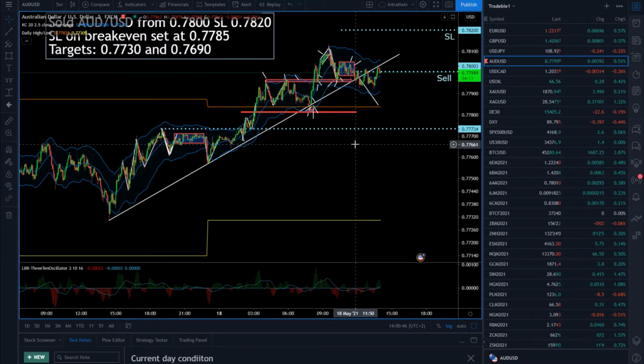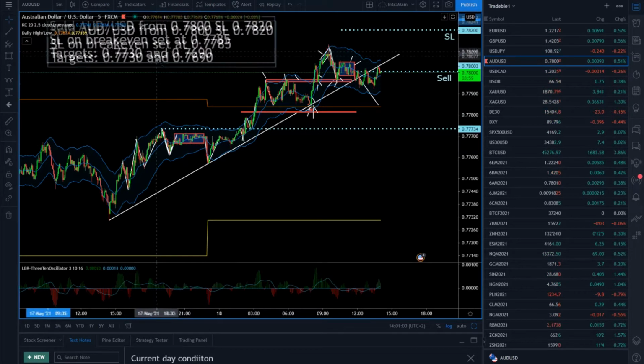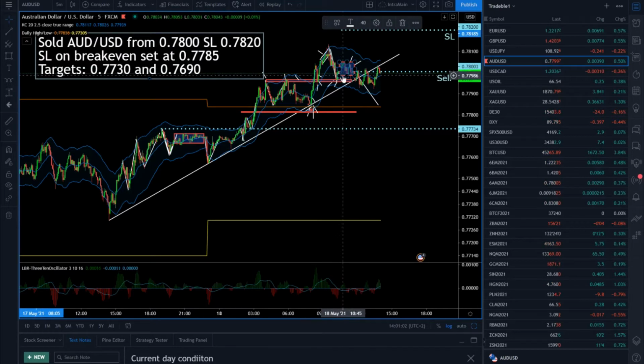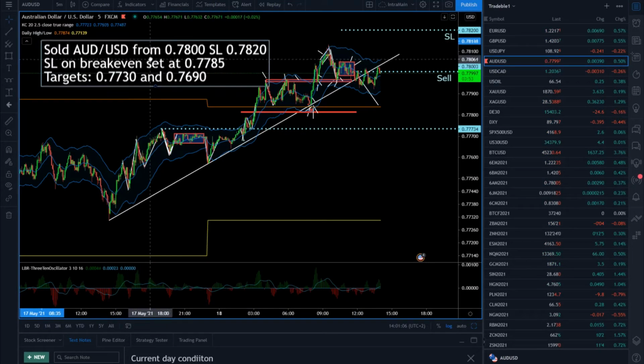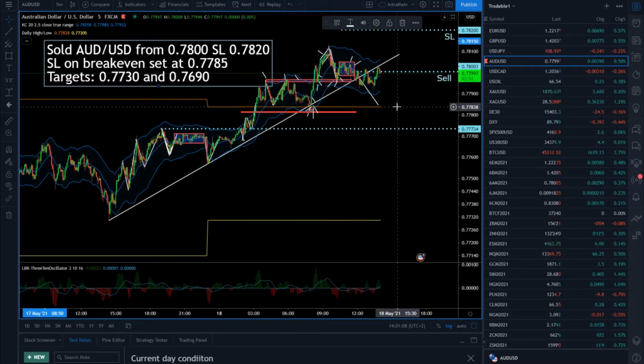Hello there traders. For today's analysis, I decided to cover the Australian dollar versus US dollar because I think that there is a good opportunity for the downside rotation till the end of the day. And I wrote here some parameters for this idea. Again, this is my view and my trading idea for today.